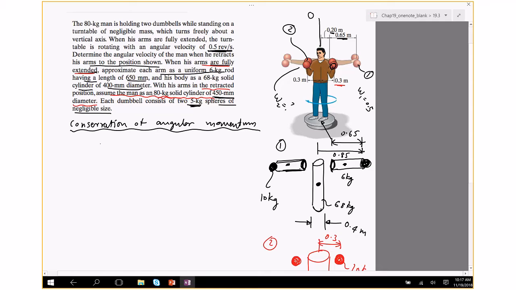So by this formula, H_O initial equals H_O final. And what I mean by 1 and 2 is, 1 is when the arms are fully extended. So let's call that I1 omega 1 equals I2 omega 2. If I can find I1 and I2, omega 1 is given, it's 0.5. Omega 2 is unknown.